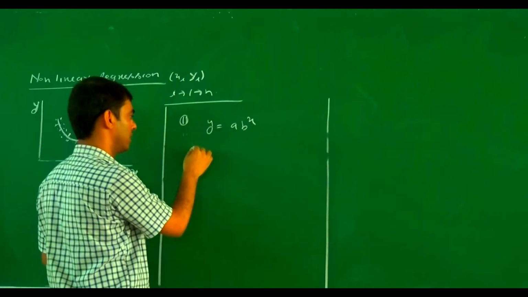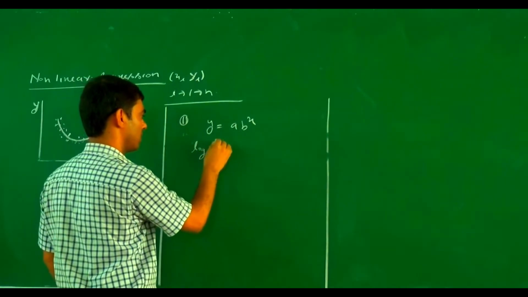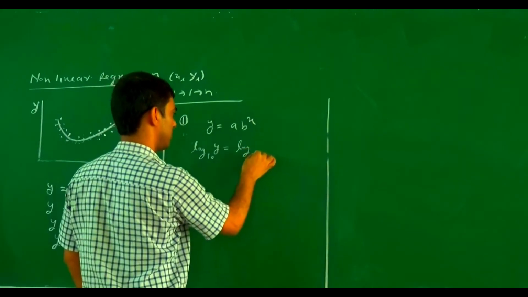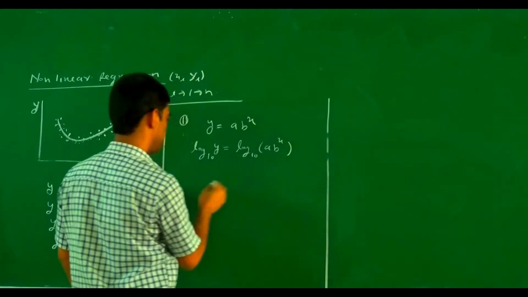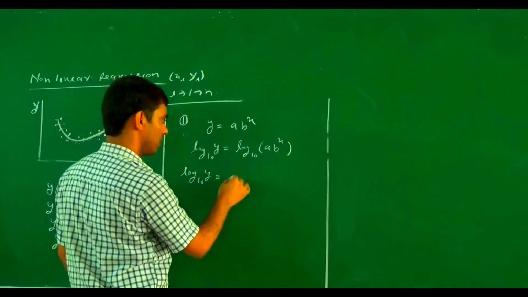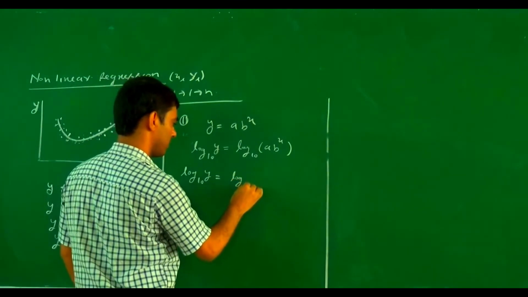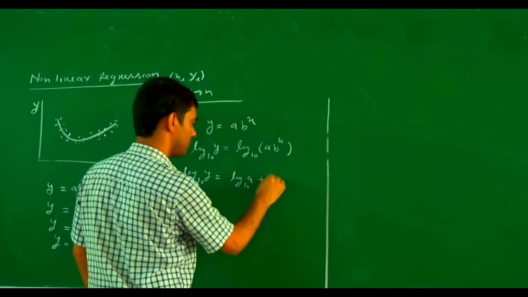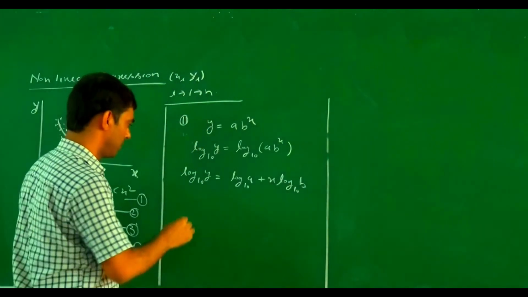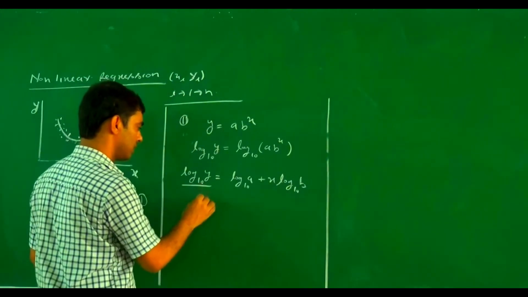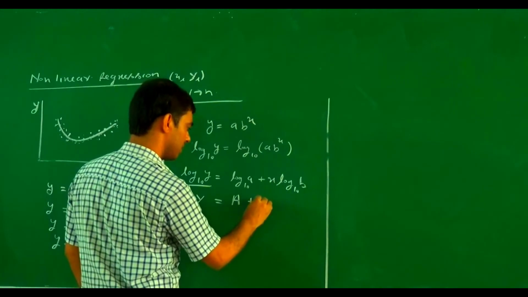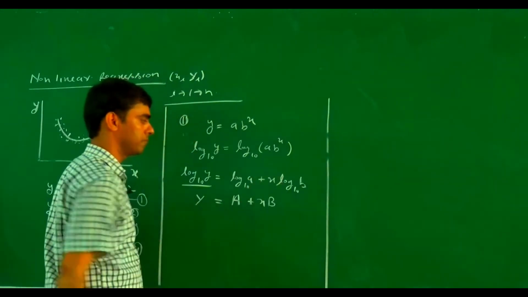Taking the log on both sides, log y equals, using the property of log with base 10, log of ab to the power x becomes log base 10 y equals log base 10 a plus x log b. So here we assume that this is capital Y, this is capital A, this is small x, plus capital B.